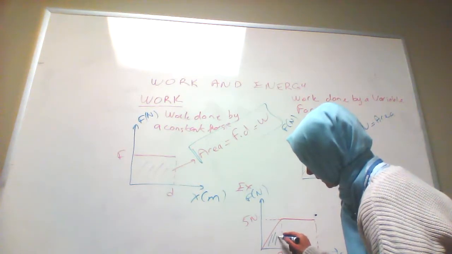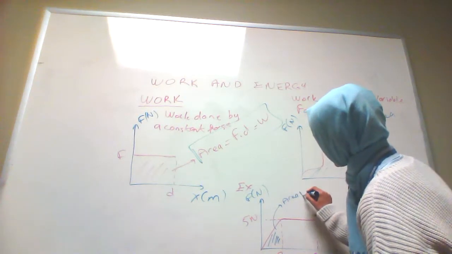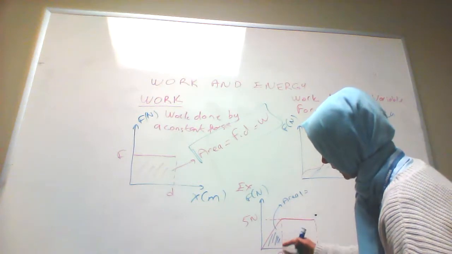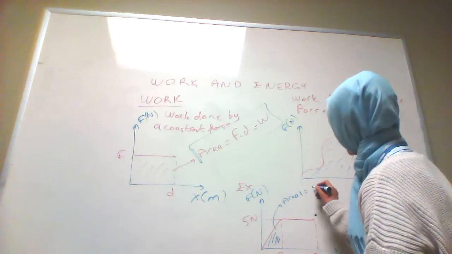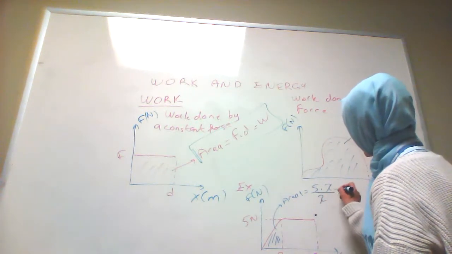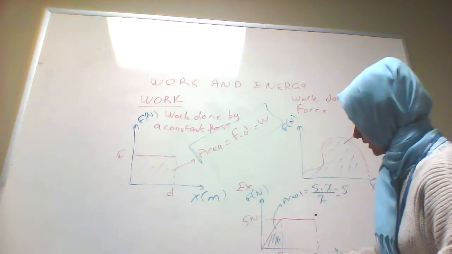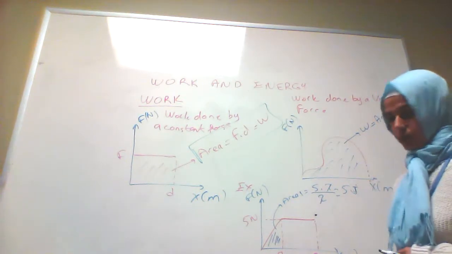I have a triangle here. Let me call this area 1. It's equal to, always for a right angle triangle, 5 times 2, multiplication of the 2 sides divided by 2. So this is equal to 5. Unit will be joules because I have Newton times meters, right? So joules. This is the first part of work done on this object.